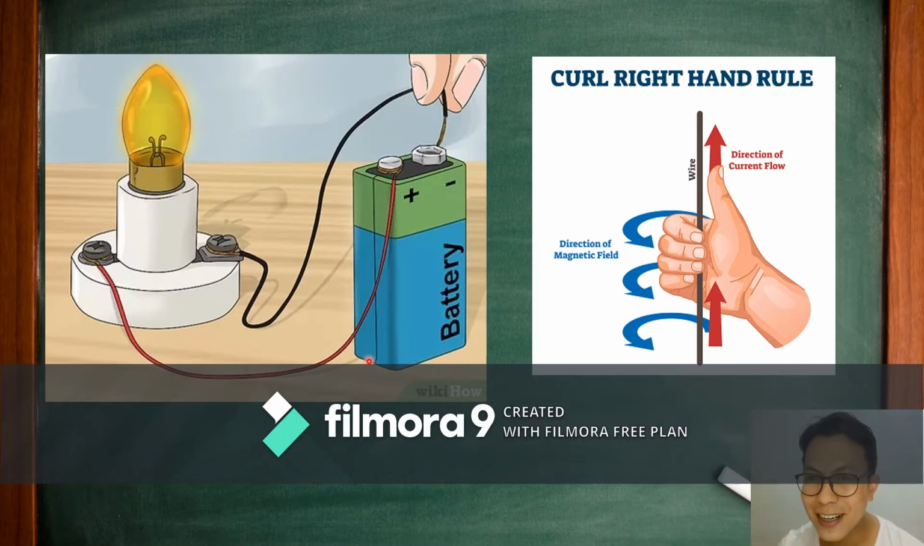Now, how will you identify the direction of that field? Remember this curl right hand rule. When you have your right hand, imagine that the direction of the wire is going upwards along your thumb. The direction of the magnetic field is circular, the way your fingers curl. That's the direction of the magnetic field in the case of a wire or conductor.